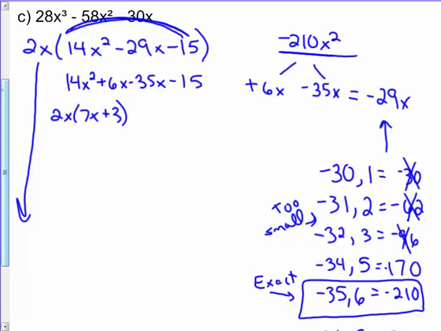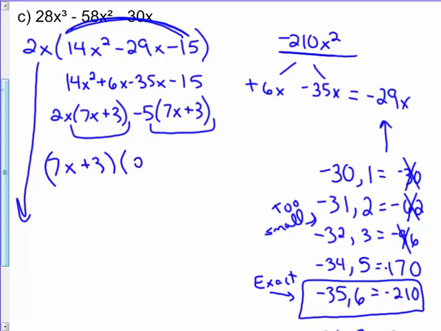Now in the second one I have a negative 35 and a negative 15, so I have to take out the negative as well. That's going to leave me with 7x plus 3. At this point, what do they have in common? They have the 7x plus 3. And I'm still left with the 2x minus 5. So my final answer is 7x plus 3 times 2x minus 5.